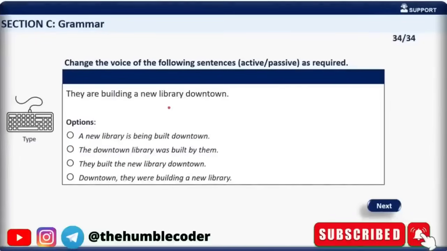They are building a new library downtown. The options that we have are: a new library is being built downtown. The downtown library was built by them. They built the new library downtown. Downtown, they were building a new library. So the correct answer in this case is going to be option A, or the first one, which is, a new library is being built downtown.